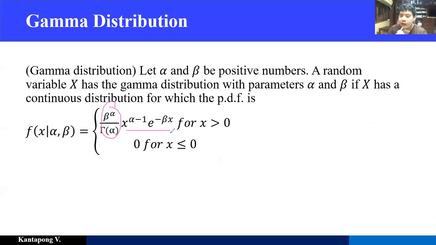The support of the gamma is x greater than 0. For the normal, anything could occur, right? Anything could occur in the normal distribution, but for the gamma distribution we restrict to only the positive side. And this is the gamma distribution.